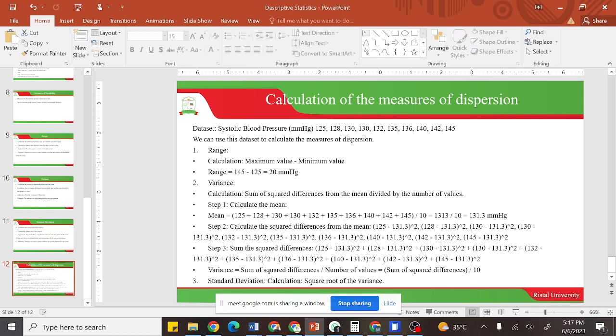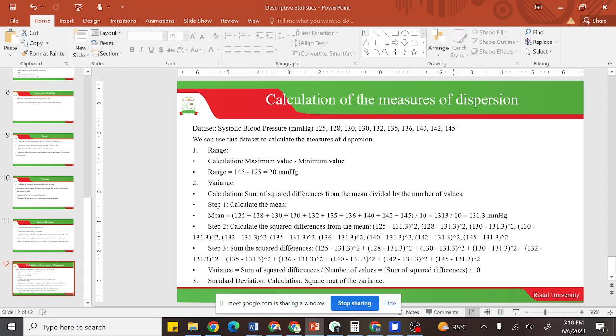So the maximum here is what? What is the maximum figure there? Is 148? Do we have 148? 145, I mean. It is 145, yes. And then the minimum? The minimum is 125. So the range becomes 20 millimeters of mercury. Now let's move to variance.